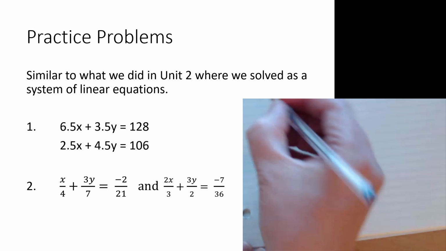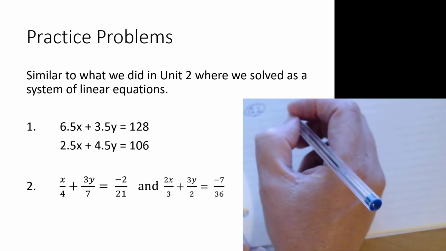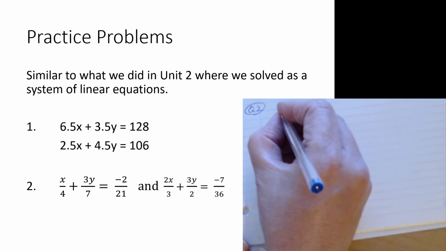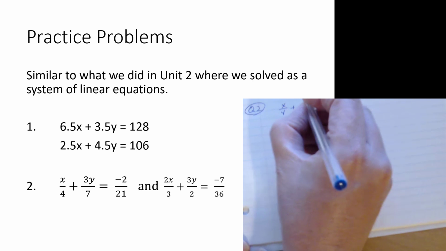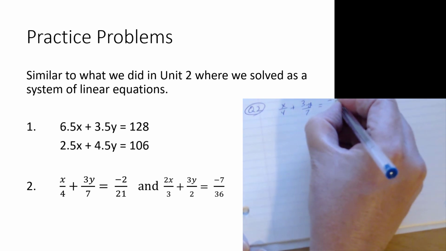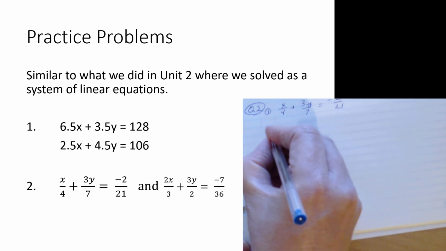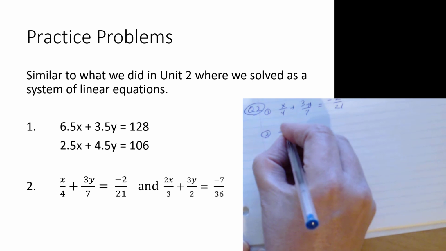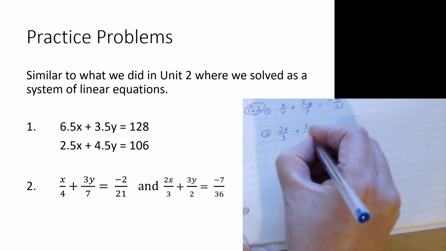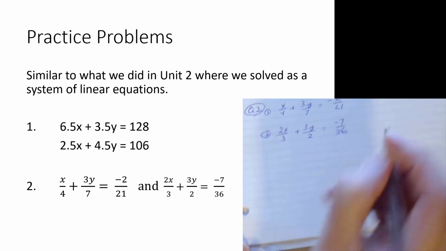Let's move further into question 2. Question 2 has got nasty little fractions in it. So I look at x over 4 plus 3y over 7 equals minus 2 over 21. That's my first equation. And then my second equation is 2x over 3 plus 3y over 2 equals minus 7 over 36. Okay, fractions.